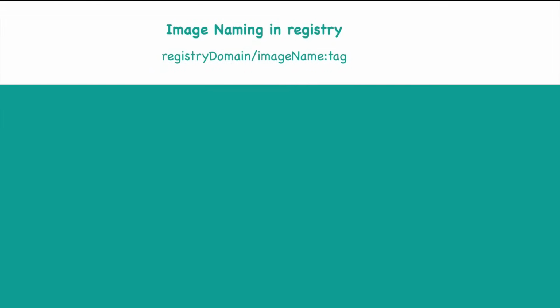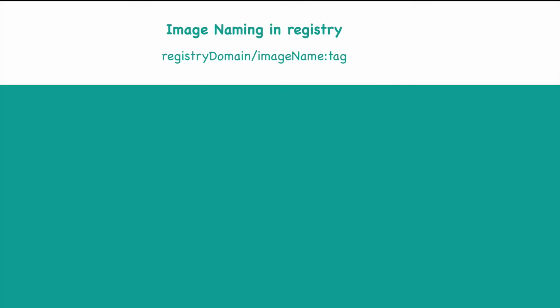So this is the naming in Docker registries. This is how it works. The first part of the image name, the image full name, is the registry domain. So that is the host, port, etc., then the repository or image name, and the tag.